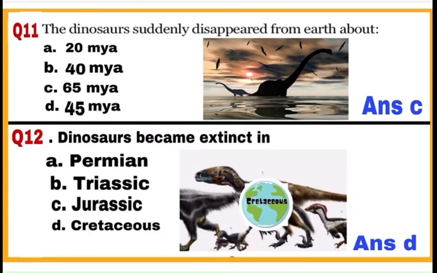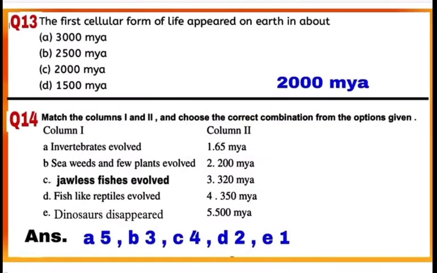Question 12. Dinosaurs became extinct in Cretaceous period of Mesozoic era. Question 13. The first cellular form of life appeared on Earth in about 2000 million years ago. The mechanism of how non-cellular aggregates of giant macromolecules could evolve into cells with membranous envelope is not known. So here, mark C as a correct answer.